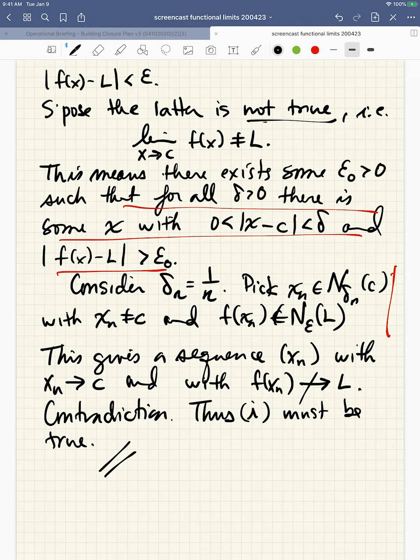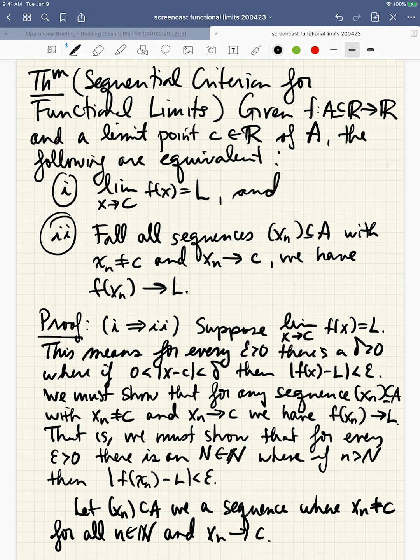So let's review that one more time, just the statement of the theorem. The way we're defining functional limits using epsilons and deltas is equivalent to using sequences to define functional limits, as long as your sequence is an arbitrary sequence. So we'll be going back and forth between these two ways to think about functional limits. The first one is the way we learn about in Calc 1, and the second one is a way we really have the tools to think about for the first time here in real analysis.